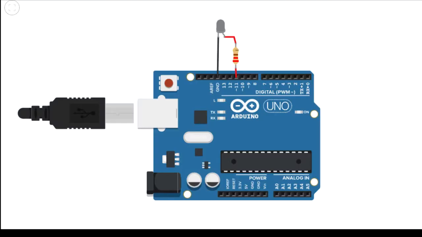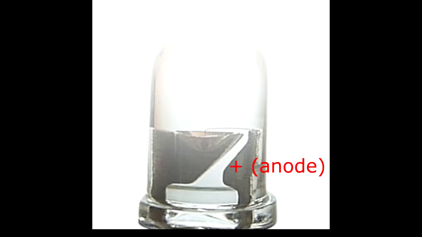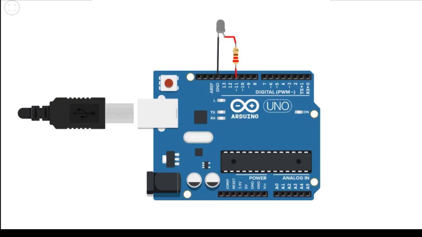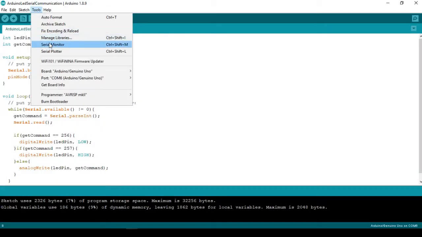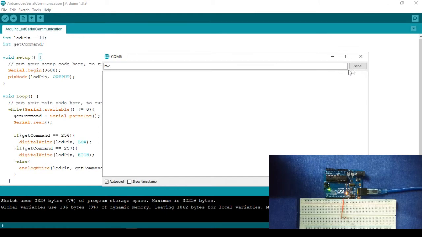Then, let's wire the electronic components we have. First, let's identify the positive or anode and the negative or cathode terminal of an LED. Now, let's put a resistor on the positive terminal going to digital pin 11 of the Arduino, then the negative to ground. If you want to confirm that your serial data is received properly by the Arduino, you can use the serial monitor to try to send valid data.